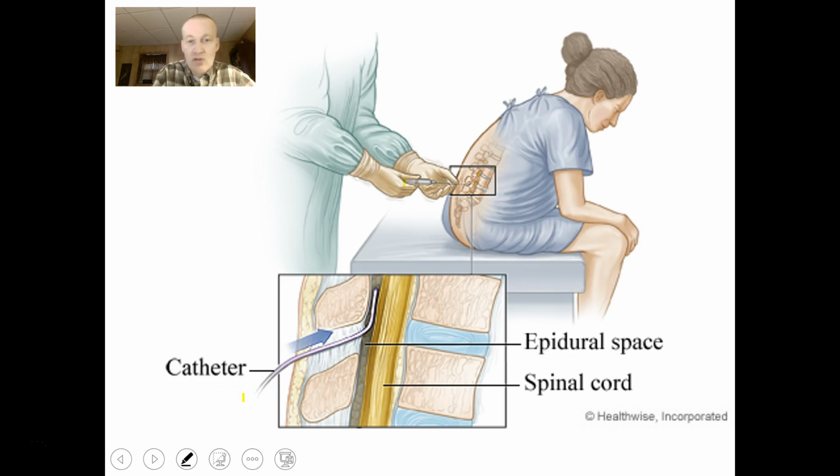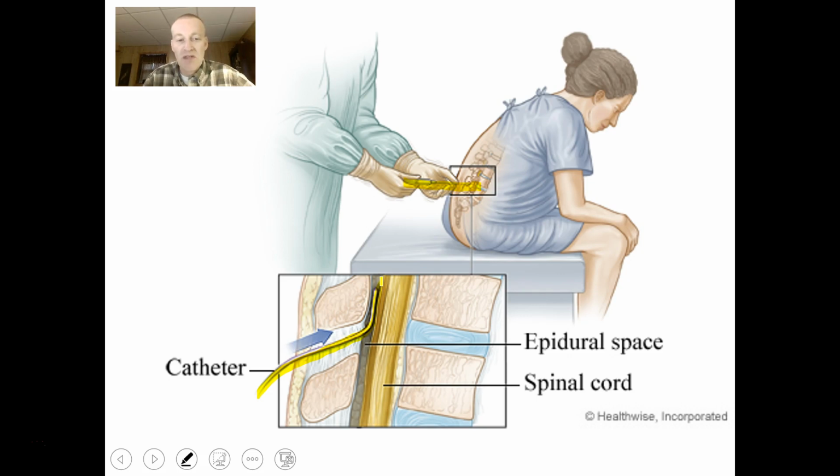So they do have a needle here that they can stick through the openings between the vertebrae. You can see they have stuck this needle through, and in this particular needle they have a thread that they can thread a catheter in, and from that catheter they can hook it up to an IV and drip however much medicine they want into that space.